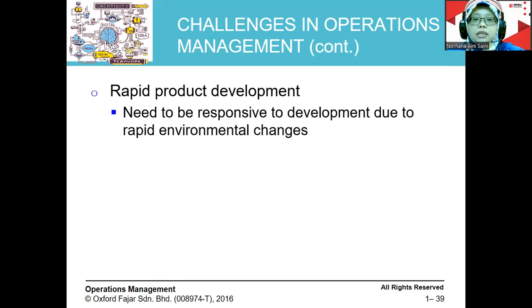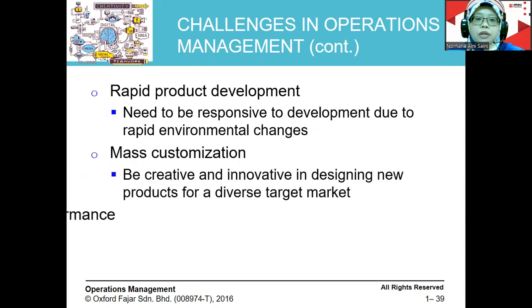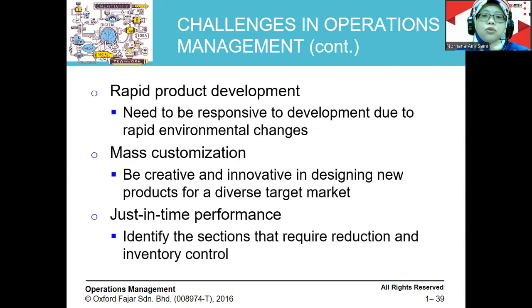Next is rapid product development. Rapid product development means we need to be responsive to developments due to rapid environmental changes, not only in technology. Nowadays, overall, everything is moving forward, not backward. So in terms of your R&D, research and development, it must be very good, equipped with the latest technology, latest information, and latest knowledge.